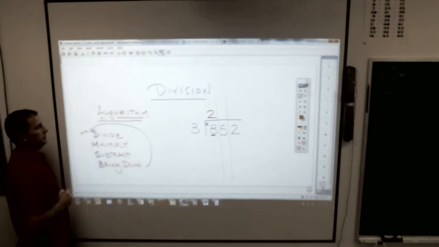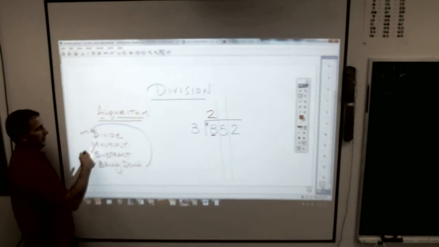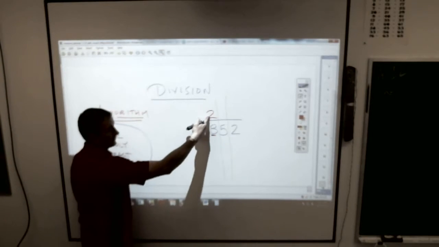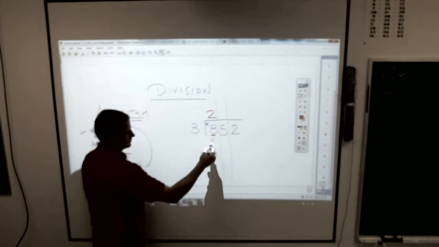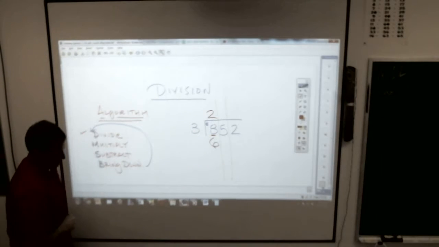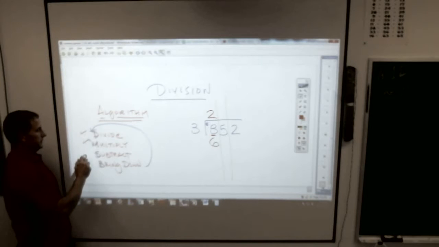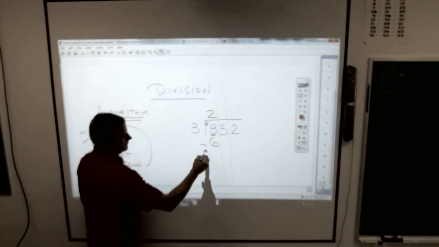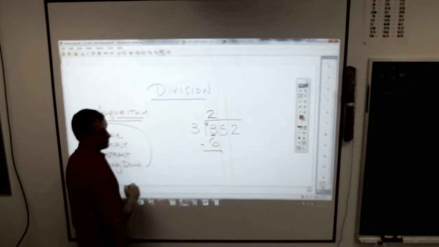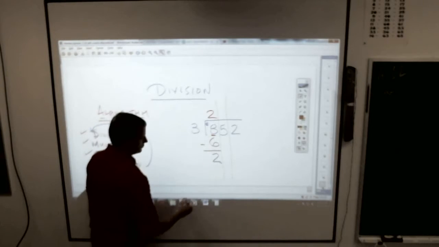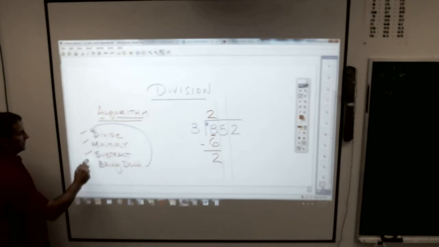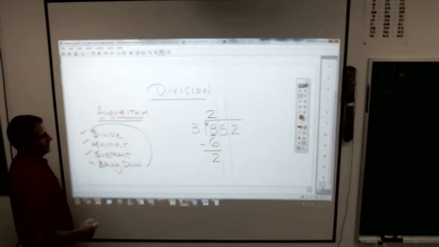Check mark. You won't have to do this check mark thing. Then you multiply what you just divided by. 2 times 3 is 6. I think that's where River was going, the 6. Check. Then you subtract. 8 minus 6 is 2. Mind you, I'm going a lot slower than you'll go. Check. And then you bring down.